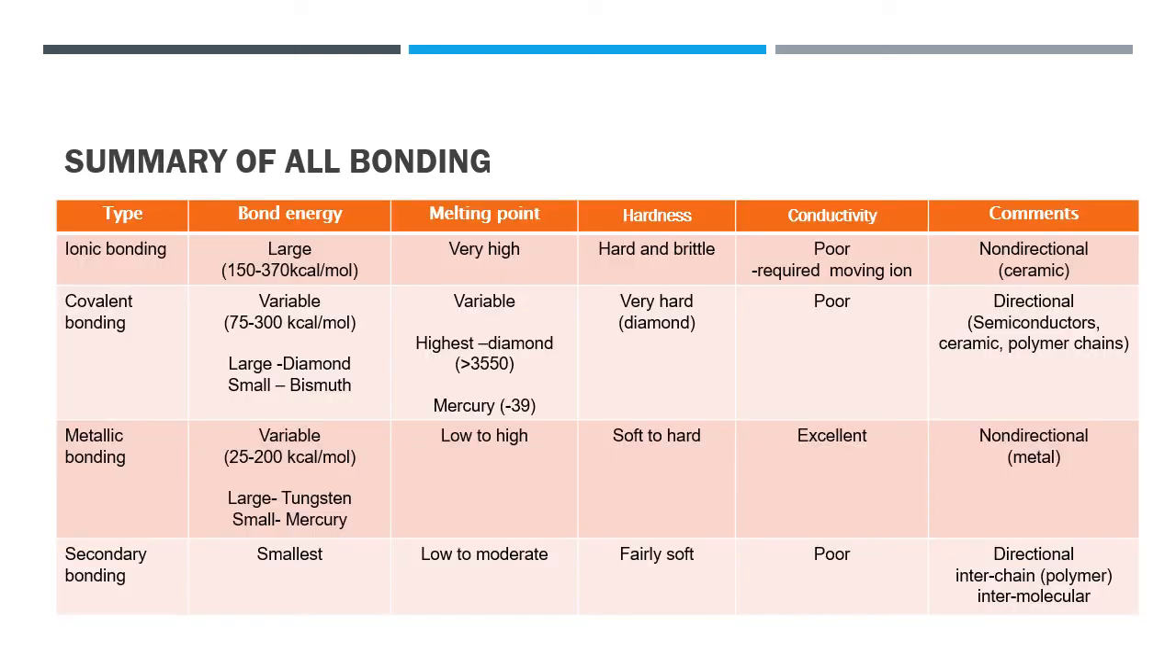We have come to the summary of all bondings. So generally, there are 4 types of bonding. 3 are primary bonding: ionic, covalent, and metallic, and 1 is secondary bonding, which is van der Waals bonding. So shown here are the bond energy, melting temperature, hardness, conductivity, and also other descriptions. So you can look at all the summaries, and I shall ask you about the difference between all the bondings in the next class.